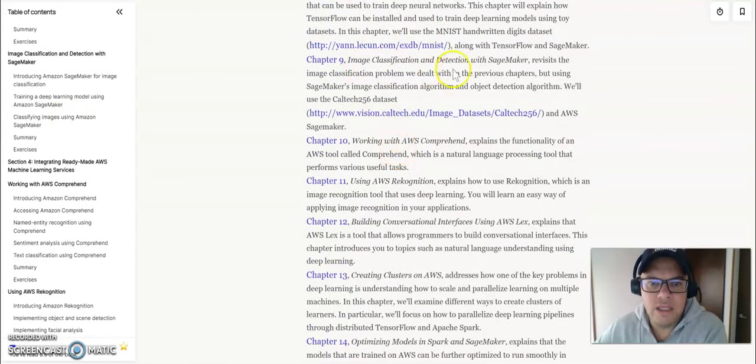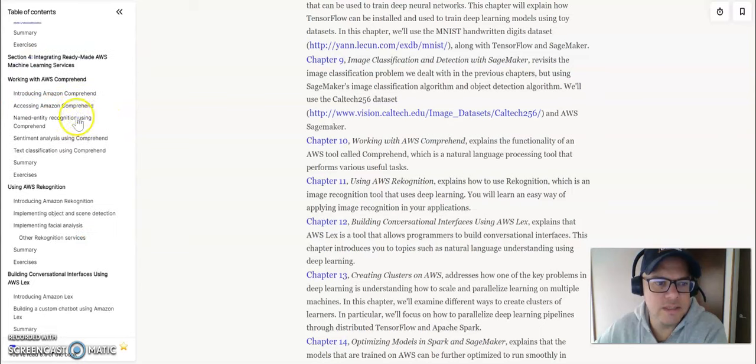Then it's going to have image classification and detection on SageMaker. So it's going to have the introduction to image classification and the training. And now it's going to be more hands-on with SageMaker services.